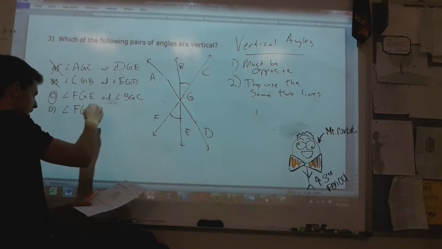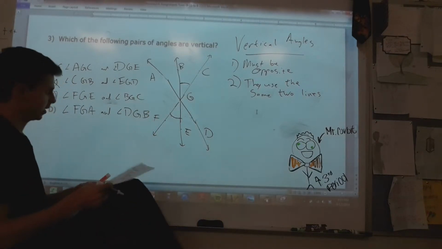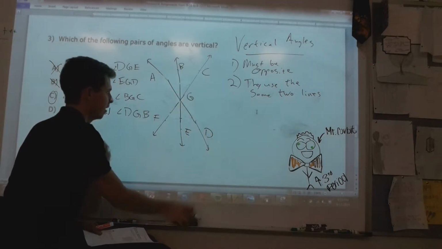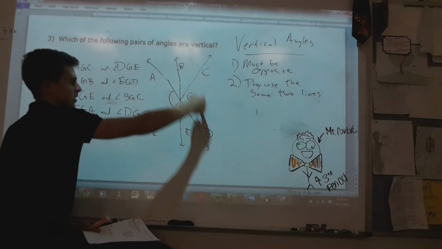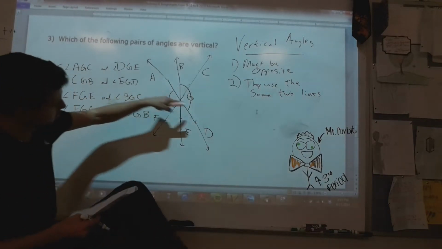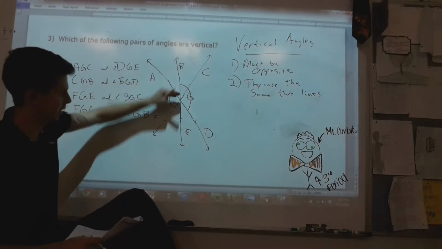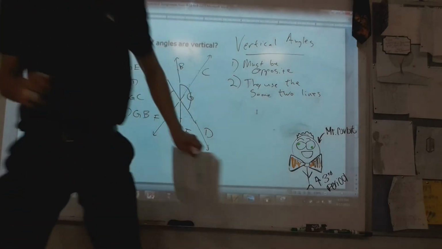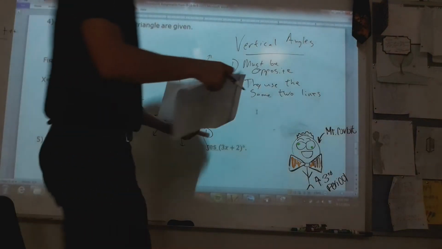FGA and angle DGB. Okay, so we have angle FGA right here, and DGB, which goes through the line. So they are somewhat opposite, but they don't use the same lines. This angle is much bigger than this angle right here, so it's not D. The answer choice is C. Okay, we have two more problems. The following angles of a triangle are given.